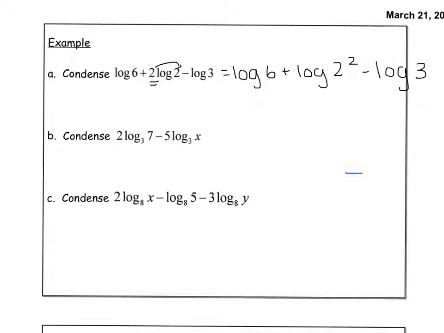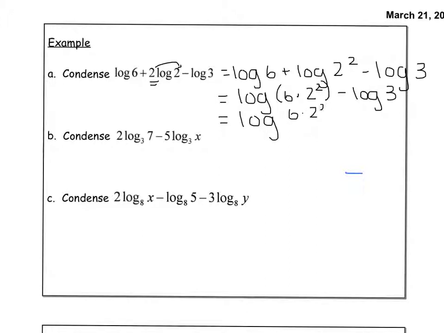Then we get rid of addition. It's the next step. So it's log of 6 times 2 squared minus log of 3. So remember, addition becomes multiplication. Then our last step is to get rid of subtraction. So it's log of 6 times 2 squared over 3. So the power or the coefficient becomes an exponent, addition becomes multiplication, and subtraction becomes division. Now I have everything simplified.